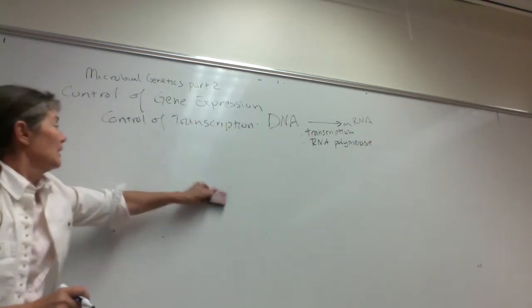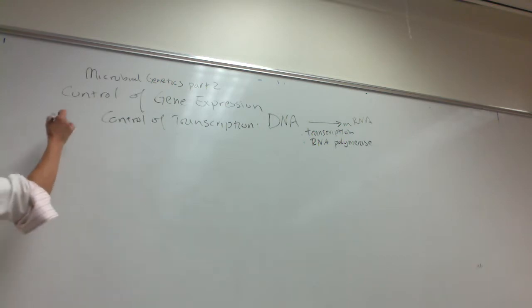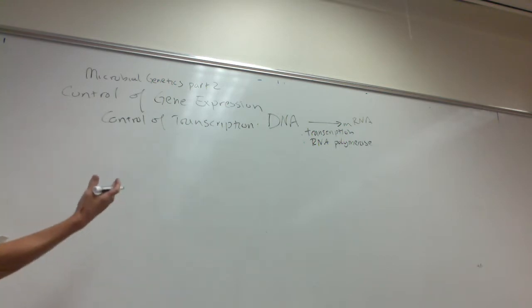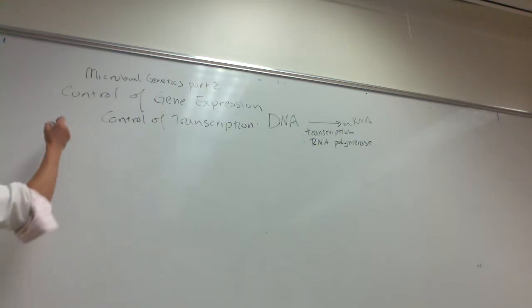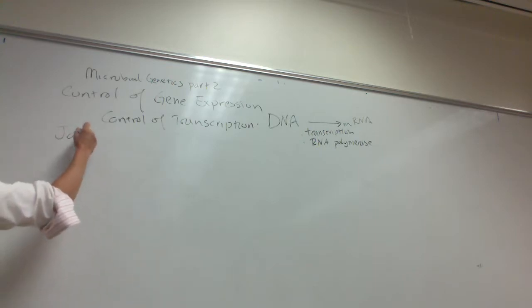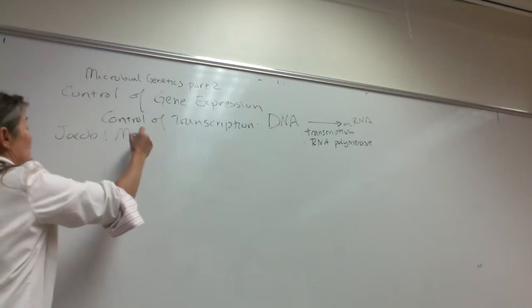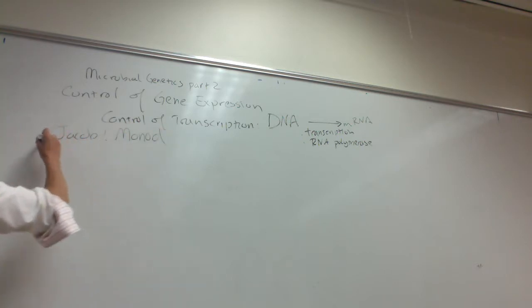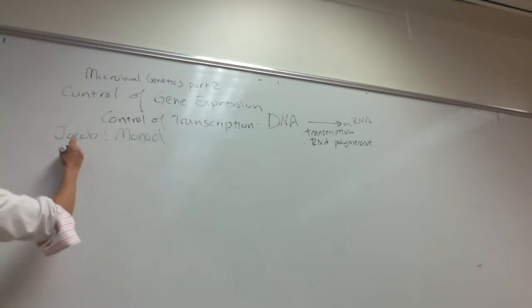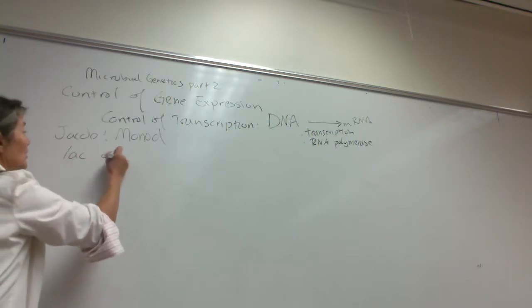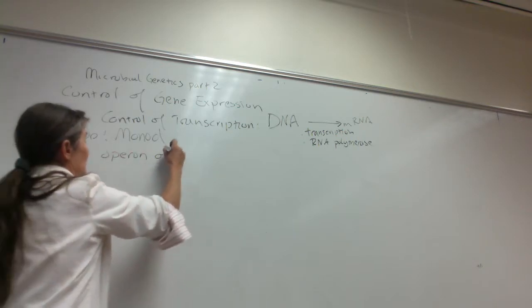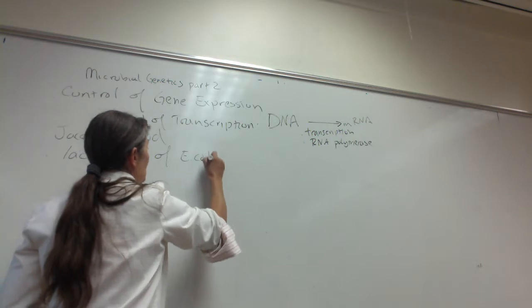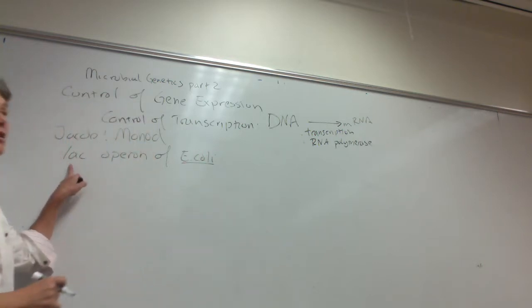So folks, again, this was the first example of control of gene expression discovered in E. coli by Jacob and Monod. And they described control of gene expression in what's called the Lac Operon of E. coli. So there's a couple things we need to describe here. What do you think Lac is an abbreviation for?